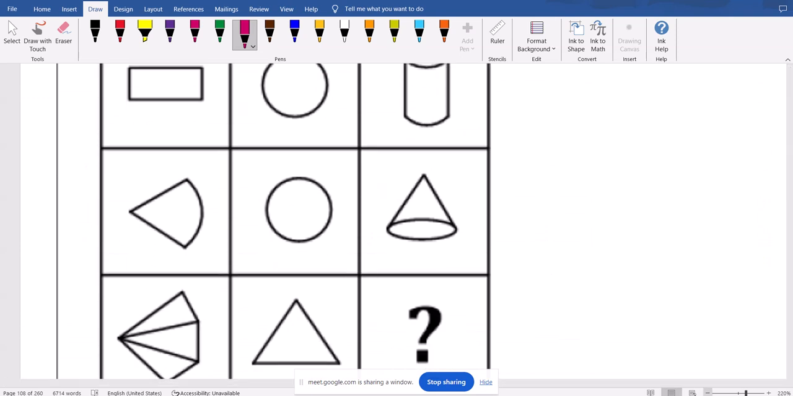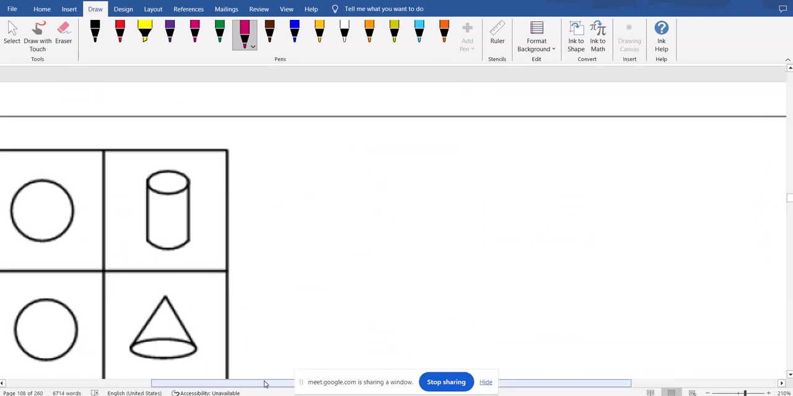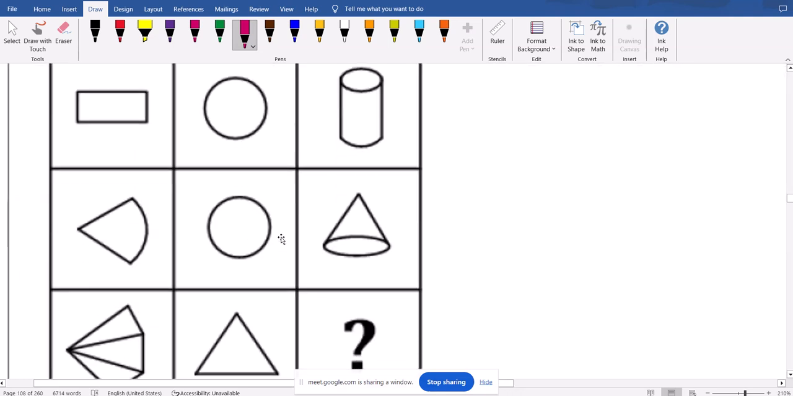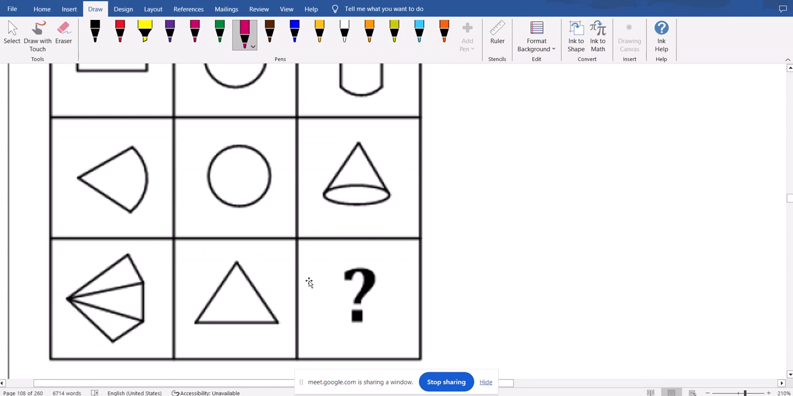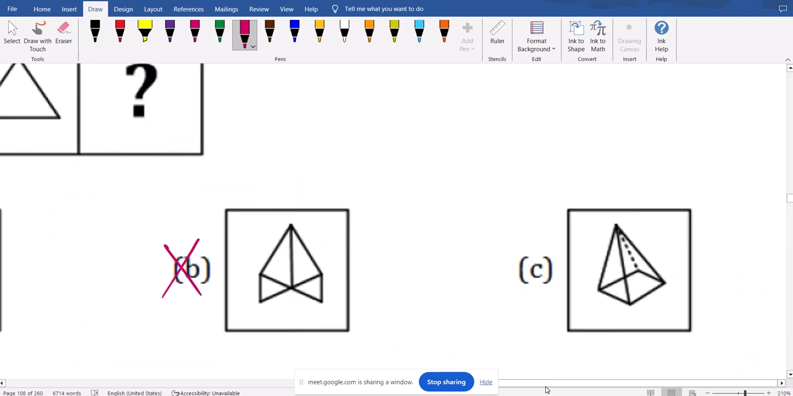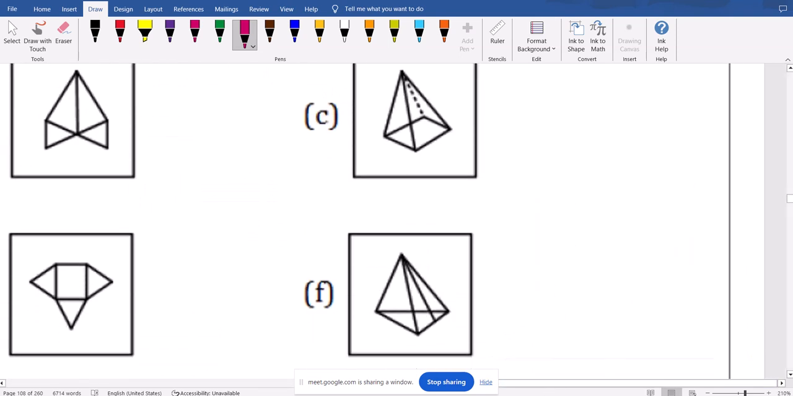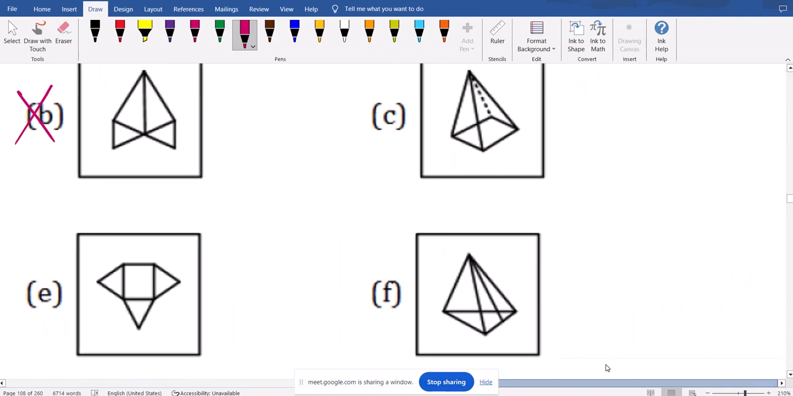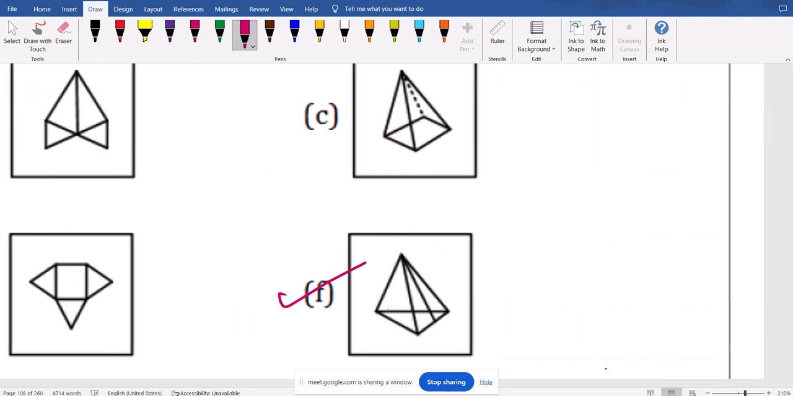Next, I think this is very easy for everybody. So what is happening here in this question? Yes, for this rectangle shape, above and below they put this circle. This is what a cylinder came as, right? So for this shape, they put the bottom like this. Now we need, okay, for this shape, below like this. So which option? It's not option A, not option B. We want a triangle below. Is it option C or option F? F. Right. So the bottom should be a triangle.